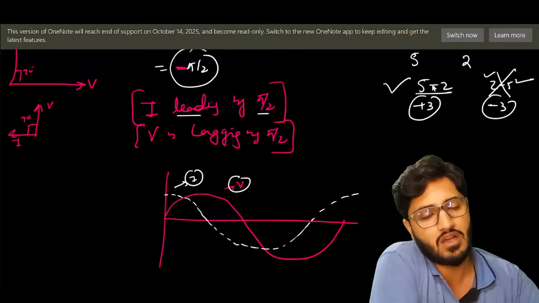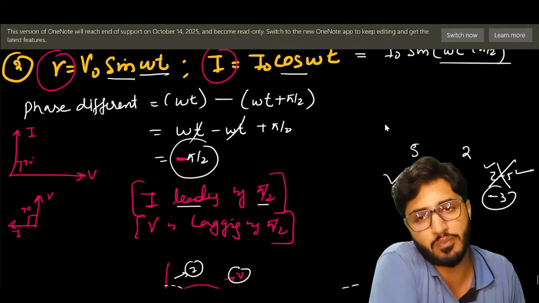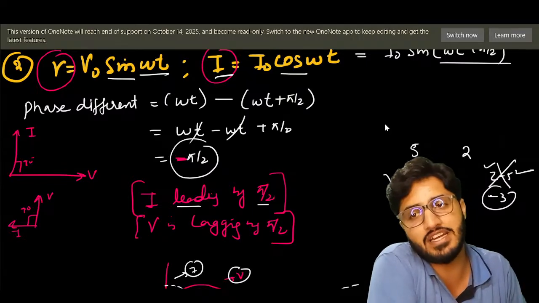The same way, we do this calculation, and my answer came out to be minus pi by 2. Minus pi by 2 means that my I is leading, my V is lagging.